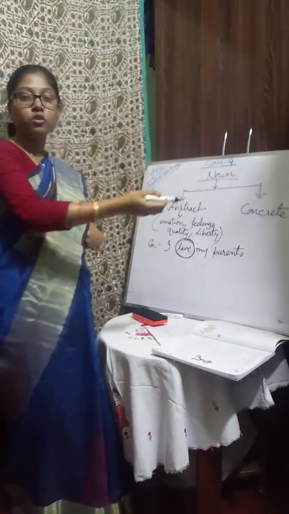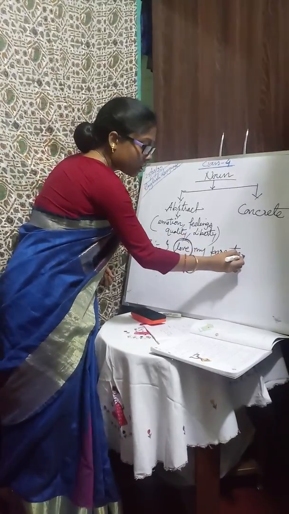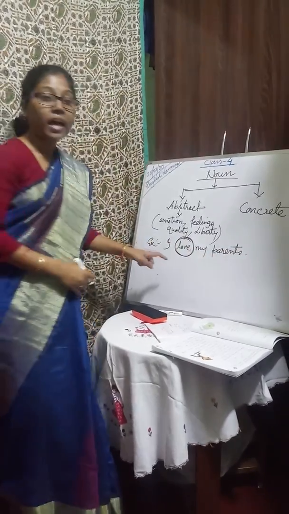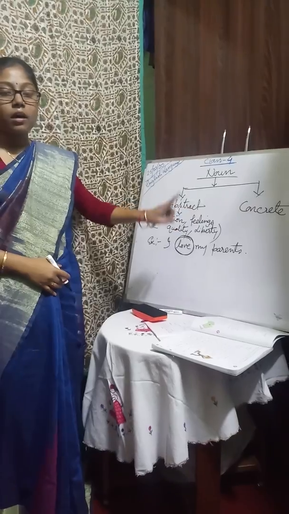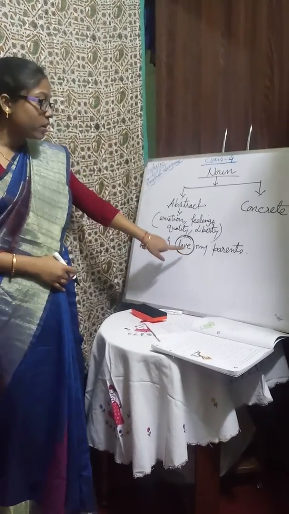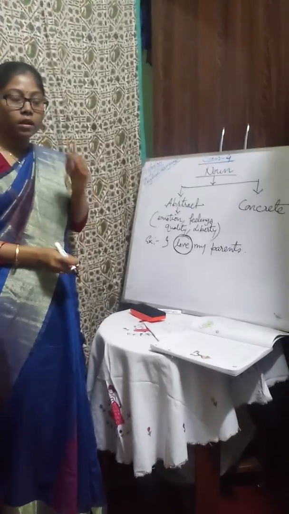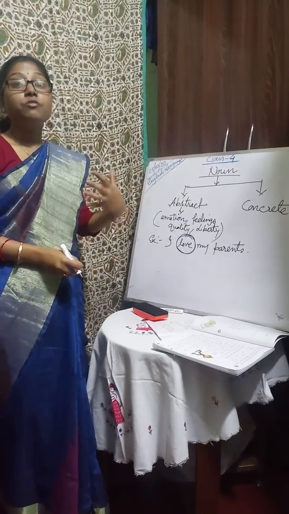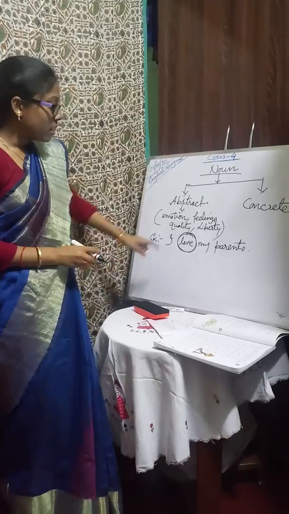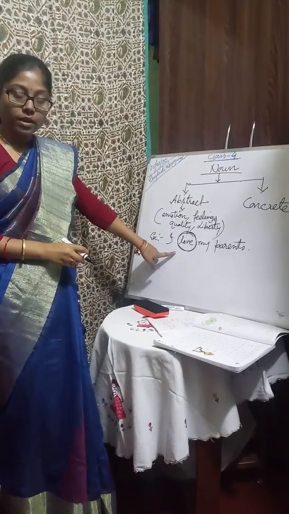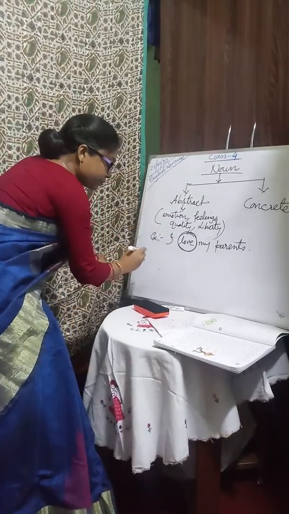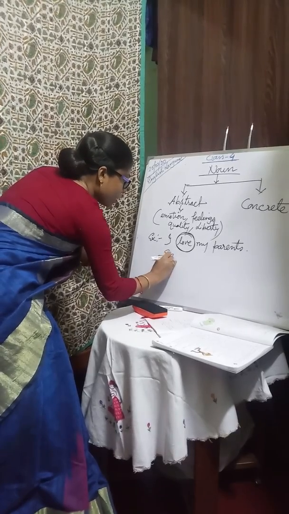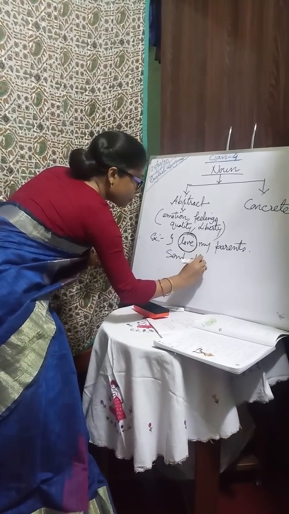Like you love your parents. That is totally abstract, as a concept, an idea. Here you cannot see what love is. Clear? You cannot see or touch love. Rather, you can feel it. So, this is an abstract noun. Clear? Another sentence I am giving you.